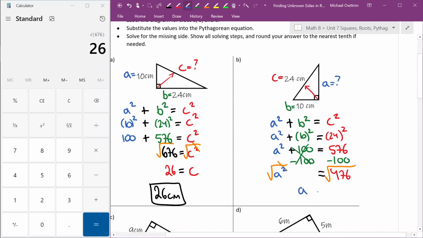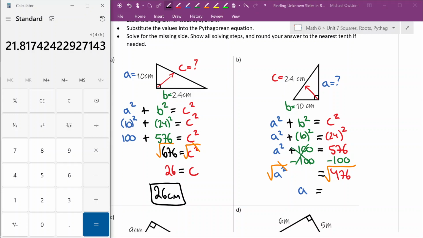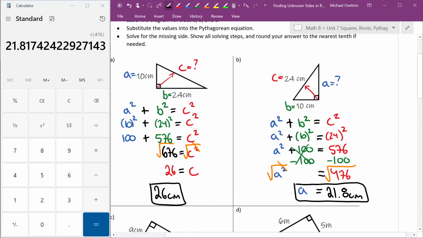That gives me that a will be the square root of 476, and I can calculate that value on my calculator. On my version of my calculator, I have to type in my number first, and then hit my square root button, and I get 21.81. We're asked to round to the nearest tenth, so we'll say 21.8 centimeters is the length of our unknown side A.